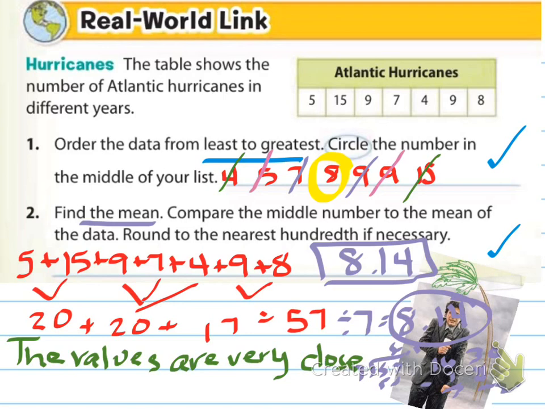Then number 2 says find the mean. You add them all up and then divide by 7 because there's 7 pieces. We end up with 8.14 rounded to the nearest hundredth. And so comparing that middle number, which was 8, with the mean, which is 8.14, what do you think? Well, honestly, the values are very close. 8.14 and 8 are very close. And they both represent a really good middle, a measure of the center of these hurricanes. Because we have 4, 5, 7, and then we've got 8, 9, 9, and 15. So it's a really good center.